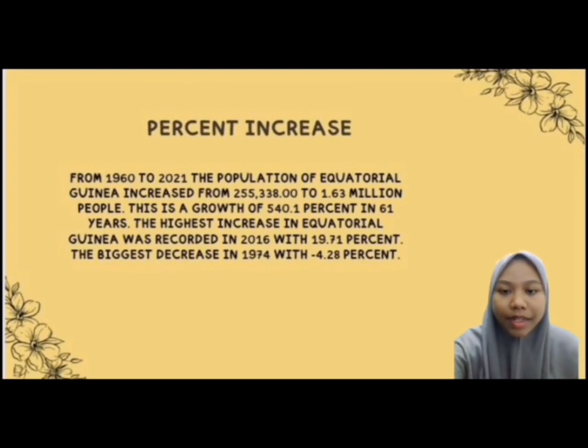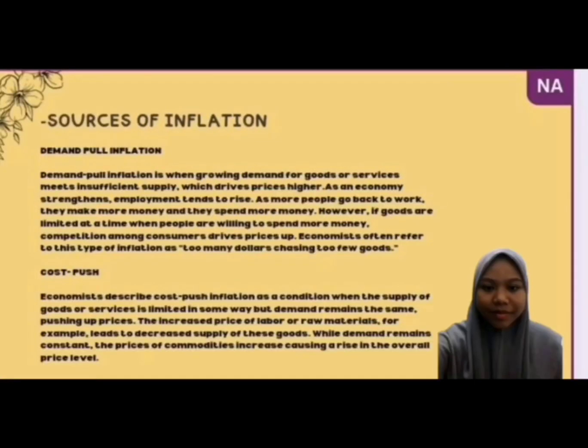The highest increase in Equatorial Guinea was recorded in 2060 with 90.71%. The biggest decrease in 1974 with 4.28%. Source of inflation. Number 1, demand pull inflation.